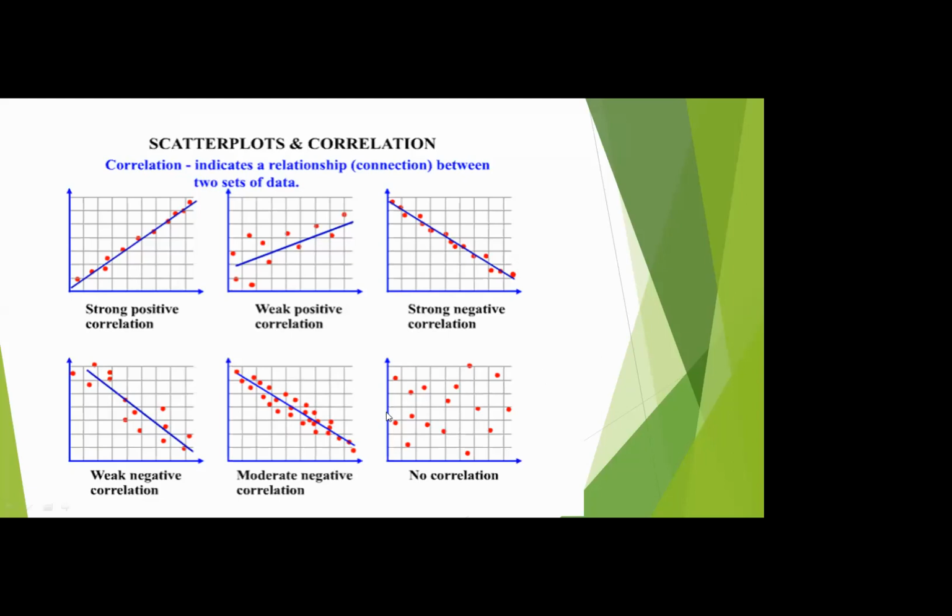But here we can't see any trend, it is scattered. So we can say that no correlation exists between these two variables. So this is how we interpret scatter plots.